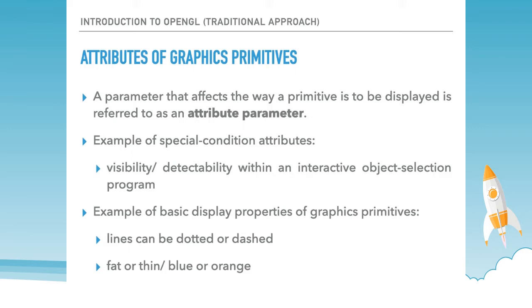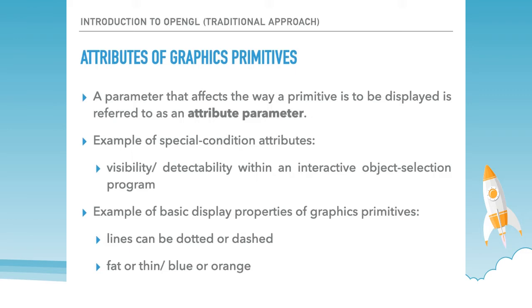For example, lines can be dotted or dashed, fat or thin, and they can also be blue or orange. Areas might be filled with one color or with a multi-color pattern. Text can appear reading from left to right, slanted diagonally across the screen, or in vertical columns. Individual characters can be displayed in different fonts, colors, and sizes.